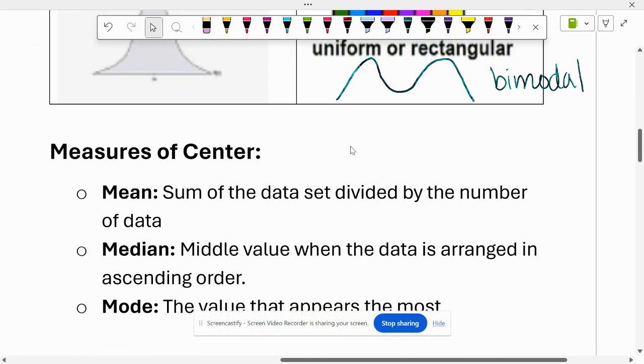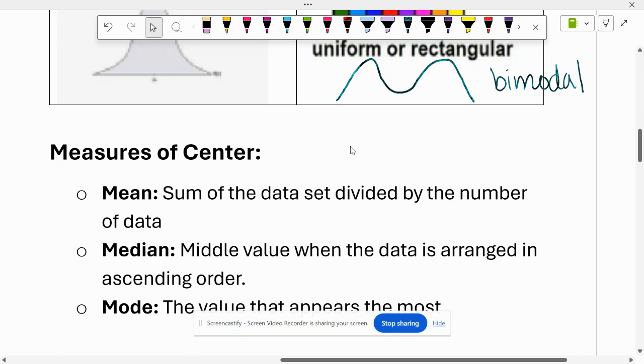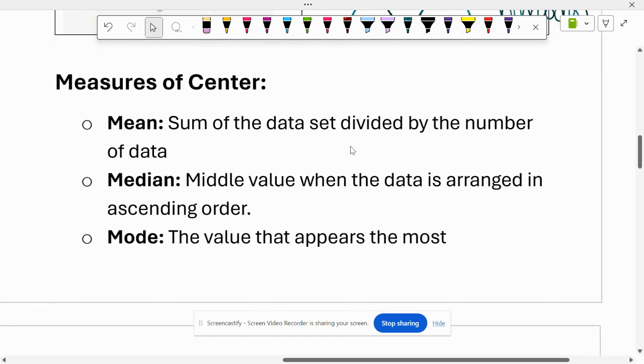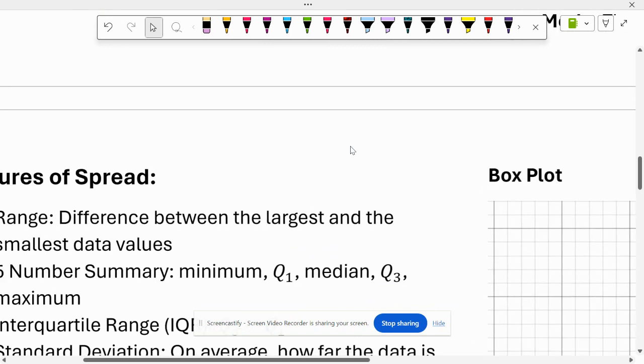We also have measures of center. We did this on our little blue circle, right? We know that if we want to calculate the mean, we add up all the data and we divide by the number in the set. The median is the middle value when we put them in ascending order. And then the mode is the one that appears the most. Got it? Okay, flip it open to the inside.